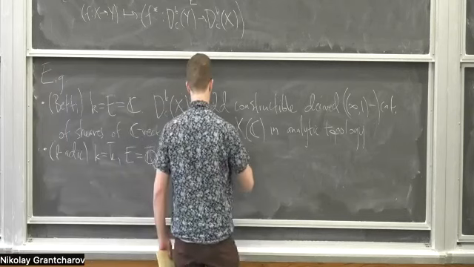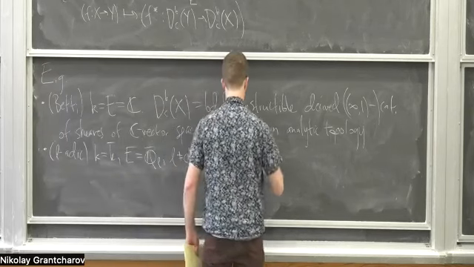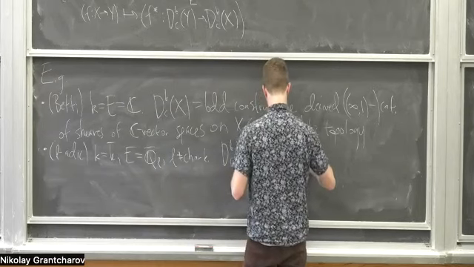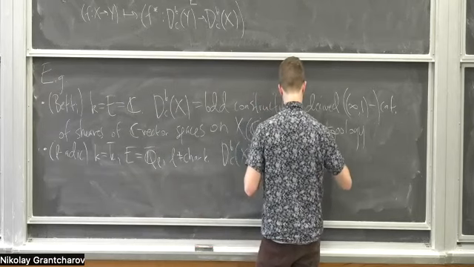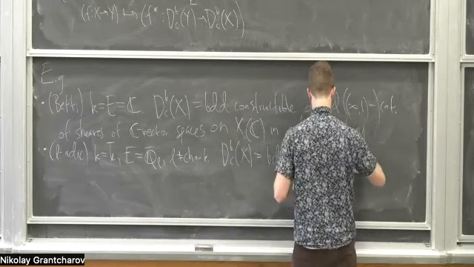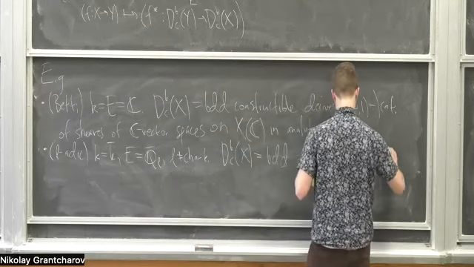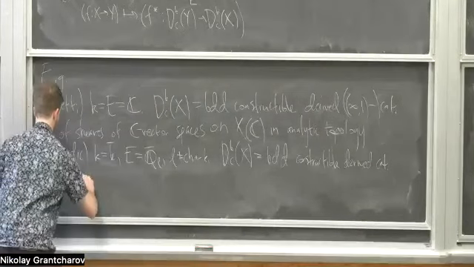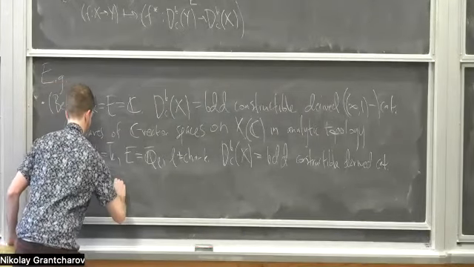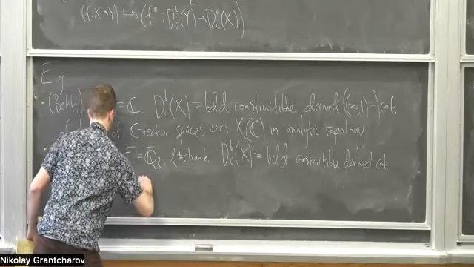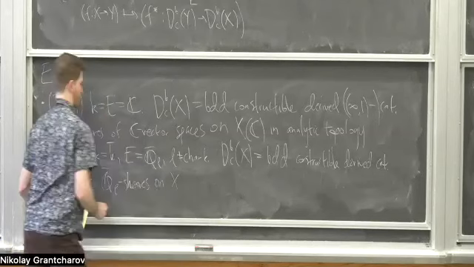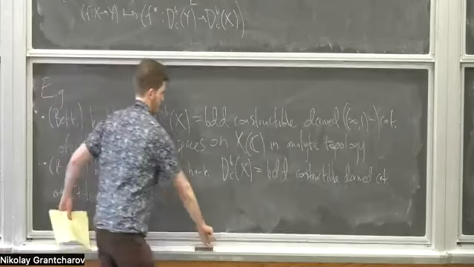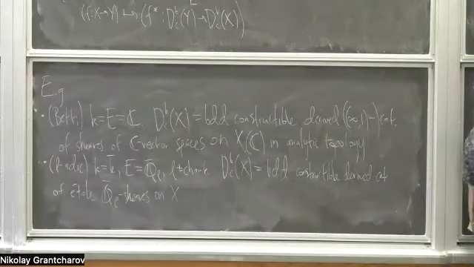And then here, D^b_c(X) would be the bounded constructible derived category of Q_ℓ bar sheaves on this variety. That's another kind of situation that we might consider.